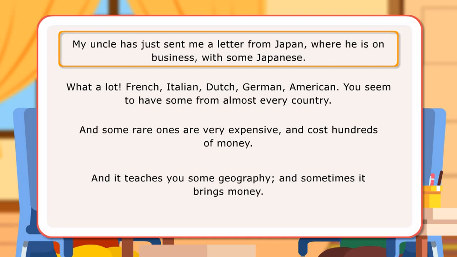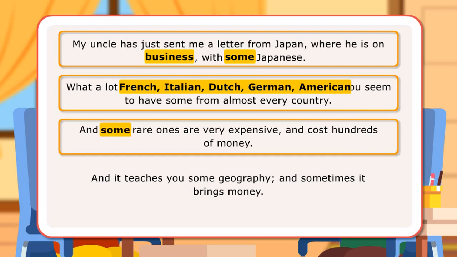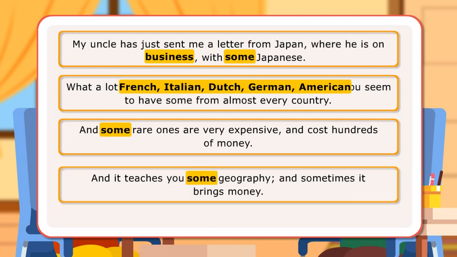In the first sentence, some is used to talk about unknown numbers, and zero article is used with the abstract noun business. In the second sentence, zero article is used with nouns like names of languages and nationalities: French, Italian, Dutch, German, American. In the third sentence, some is used with plural and uncountable nouns. In the last sentence, some is used with geography to talk about particular but unspecified subject knowledge.